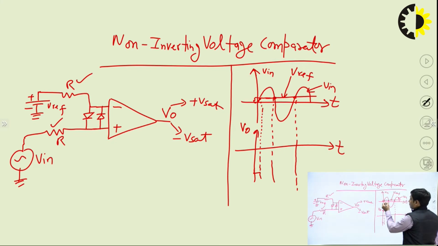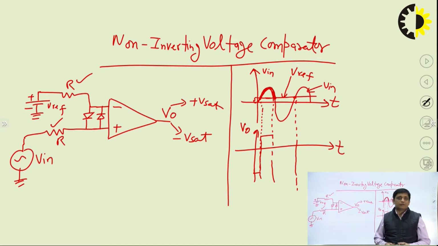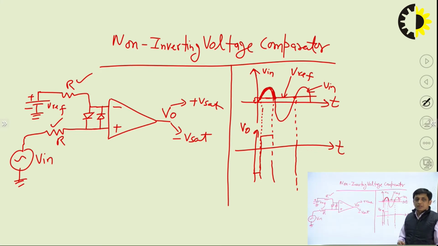And after that, for this particular portion, now V in is greater than V reference. It means that the non-inverting terminal voltage is greater. So the output will switch from minus V sat to plus V sat. Similarly, you can draw the further waveforms. You just have to see which voltage is greater at which terminal, right? If the non-inverting terminal voltage is greater, then the output will be at plus V sat, otherwise it will be at minus V sat. So it will be a pulse waveform. You can draw it easily.